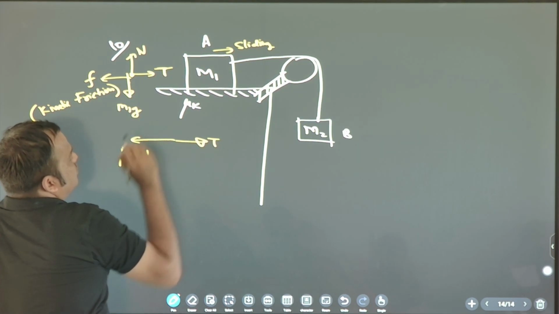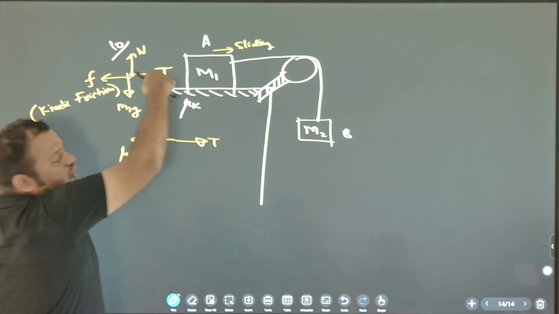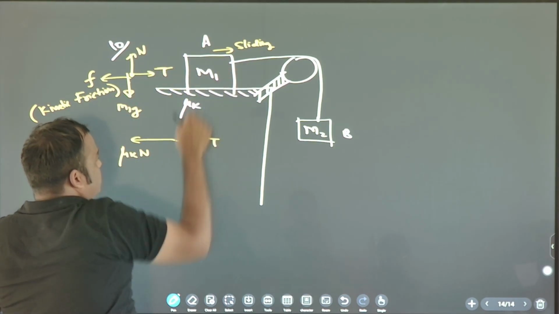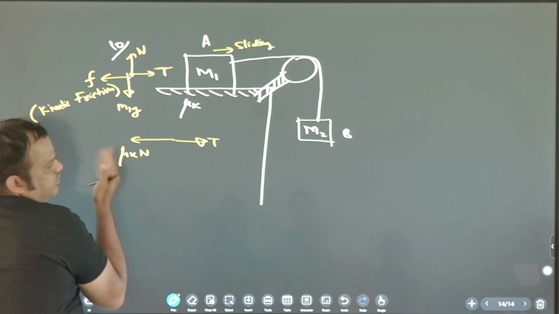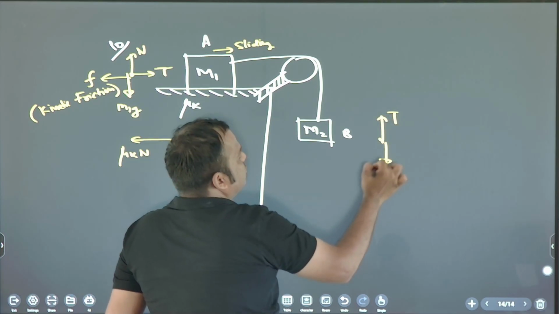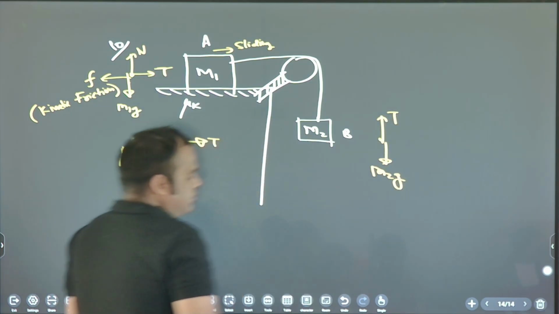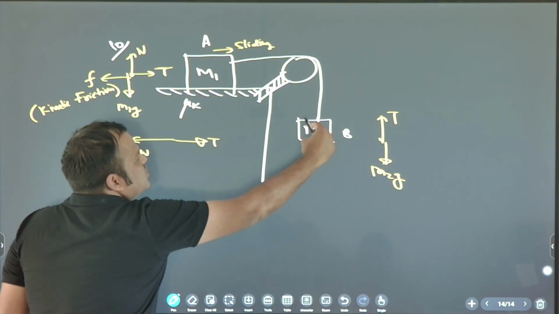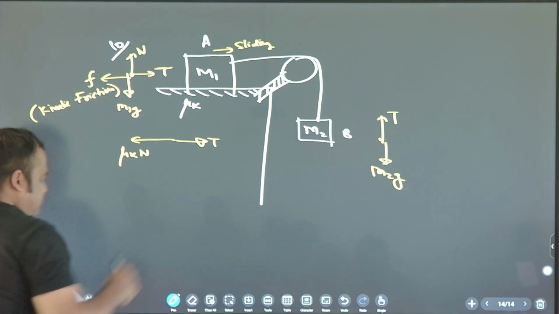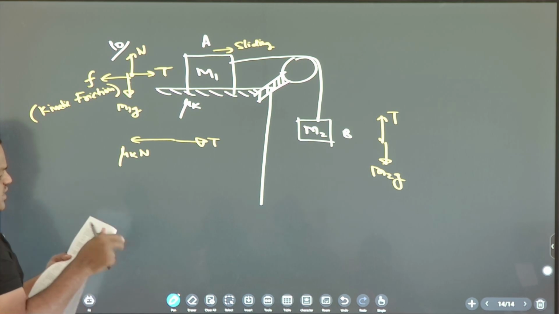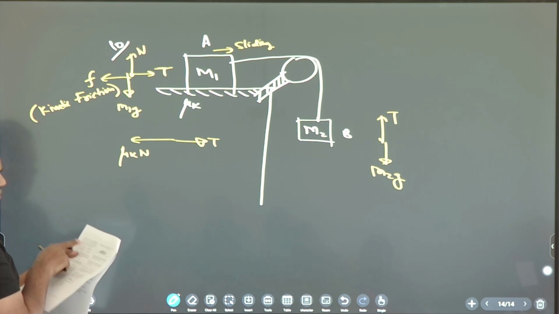So look parallel to the surface. How is it sliding? Tension on the right side, mu k N on the left side. For M2, what is the upward force? Tension. Downward force, M2g, correct? M1 is sliding to the right side, so M2 is going down. Now is acceleration there or constant velocity? Is it given?